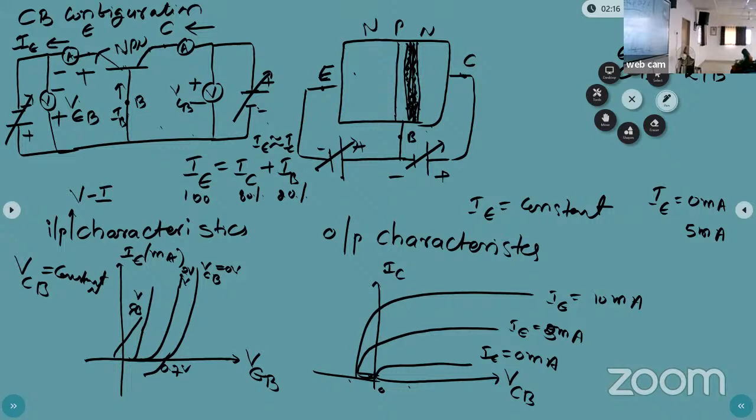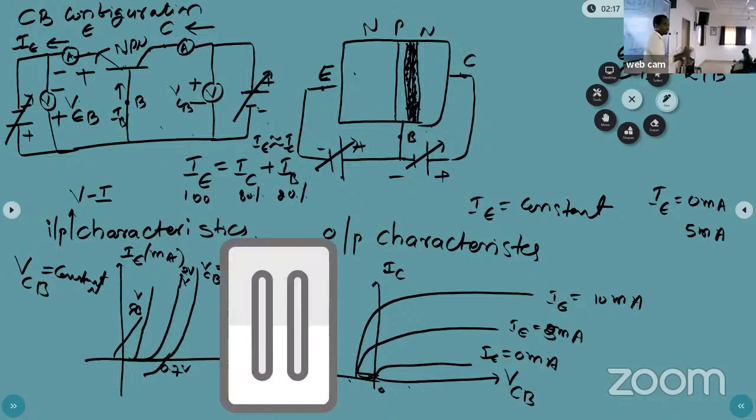Okay, now the next configuration is common emitter configuration. If you understand one configuration, the other two configurations are easy. In all configurations, to draw the input characteristics, you keep the output voltage constant. How are we keeping the output voltage constant? By varying the output bias voltage. This is the input bias voltage.